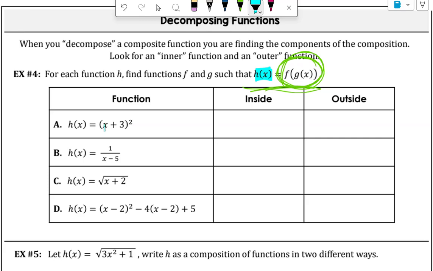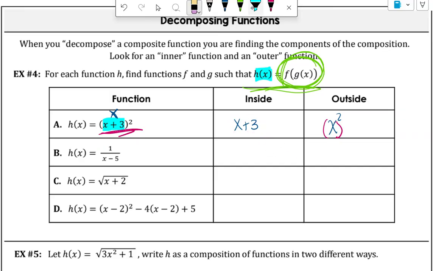So if you look at this, this looks like a grouping. That's the inside. So if I put that here, and then replace that with just an x, the outside, what it's getting plugged into, what's left is x squared. And think about that. If I took the x plus 3 and replaced it in for the x, would you get what we have? Sure.